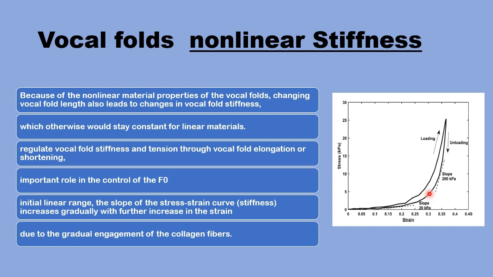If the vocal fold material is linear, then there would be no such thing as an increase in the stress when the length is increased. This property, this nonlinear stiffness, can therefore be used to regulate the vocal fold stiffness and tension through vocal fold elongation or shortening. This is important in the control of the fundamental frequency of the vocal folds vibration.